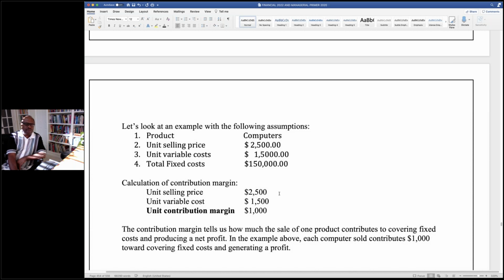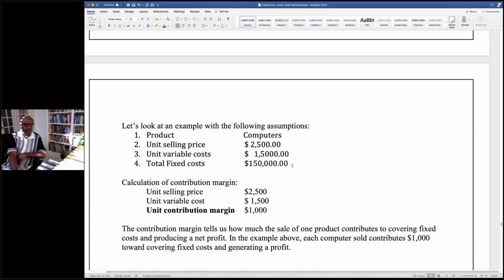What this contribution margin tells us is that every time we sell one computer, we cover $1,000 of the fixed cost. So every time we sell a computer, we cover $1,000. So how many computers do we have to sell so that all of the fixed costs are covered? The break even. That's one of the things that we're always doing.